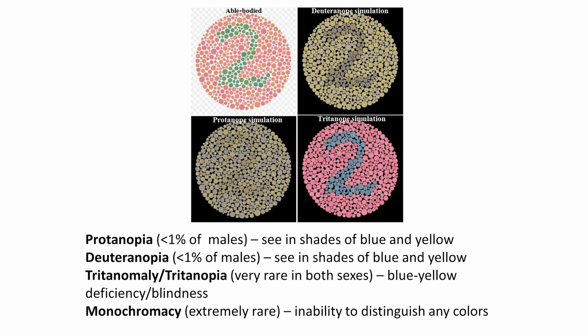The rarest color vision impairments are tritanopia and tritanomaly, which are blue-yellow deficiencies, as well as achromatopsia, which is an extremely rare condition that results in monochromatic or black and white vision.